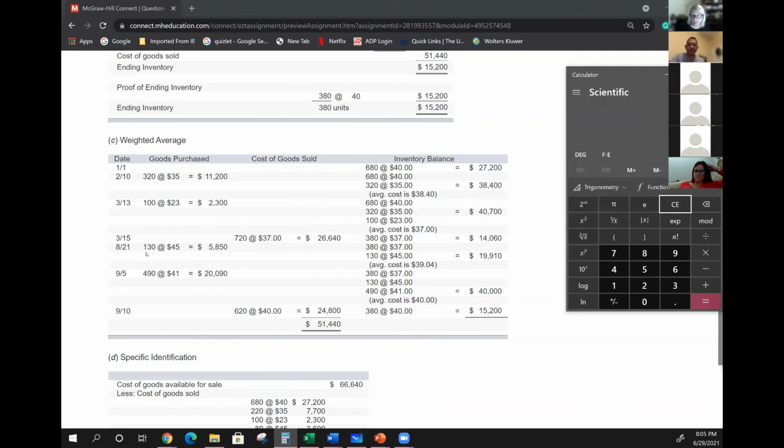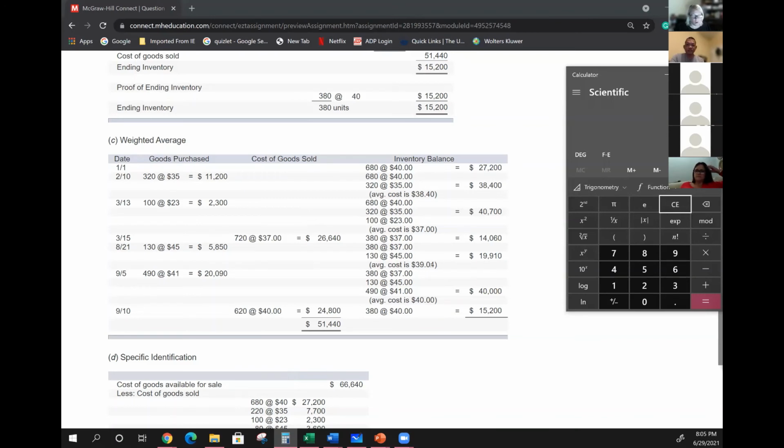But I purchased 130 at 45. So now I've got the 380 at 37 plus the 130 at 45, which gives me the 19,910 new average. So if I sell, I'm going to use that number. But if I don't sell and I buy again, so I'm buying 490 at 41. So now I have the 380 at 37, the 130 at 45, which gave me my 19,910.